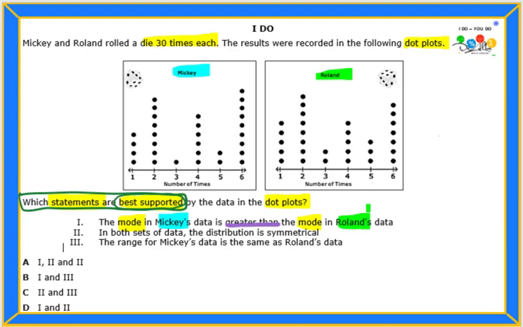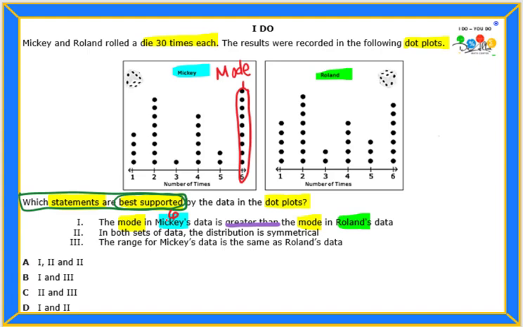Okay, so the mode is the number that comes out the most. So we're looking for the highest point in each dot plot. So on the first dot plot, which belongs to Mickey, I can see that 6 has the most. There's the peak right here at 6. So I am going to call this my mode 6. So the mode for Mickey is 6.